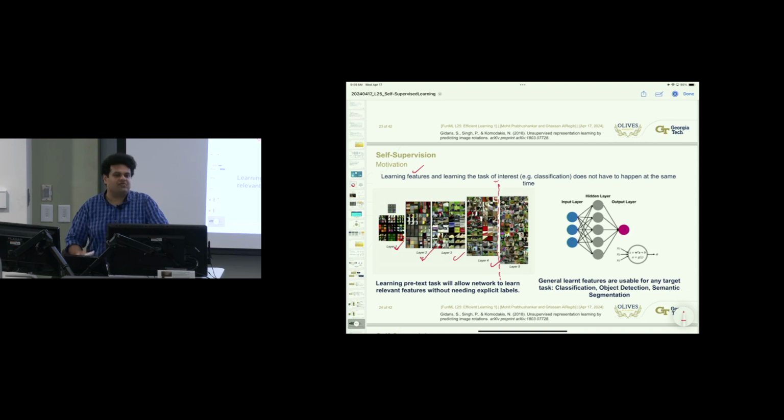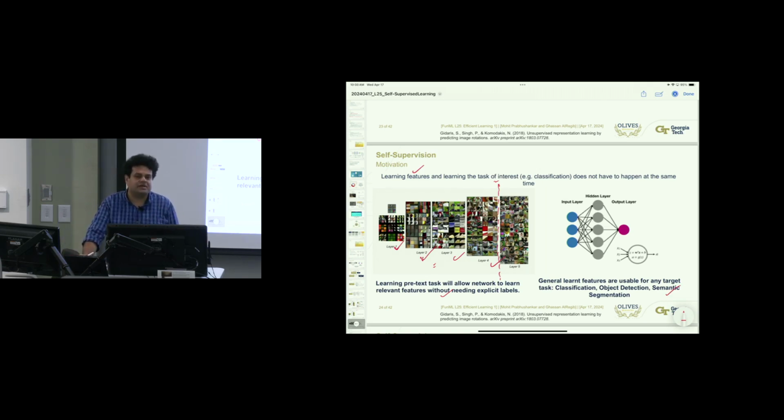But initially, it's quite well known that it doesn't matter what kind of task you want. The kind of edges you require is usually going to be the same. If it's a generalizable task, it's always going to be the same, in which case it will be a good idea to learn these initial features without needing task-relevant labels, which in this case is going to be a cat, dog, or any of the other 998 classes. You can construct your own pretext task in order to train your network. Learning pretext tasks will allow the network to learn relevant features without needing labels, and general learned features are usable for any target task.